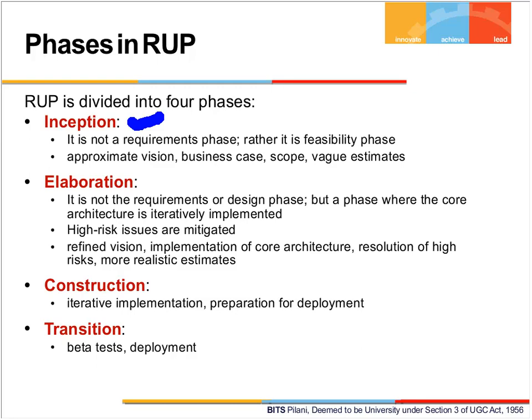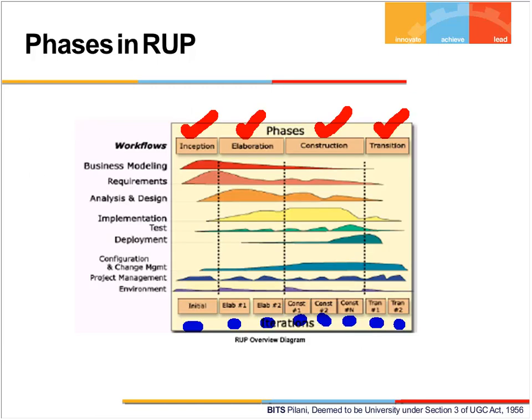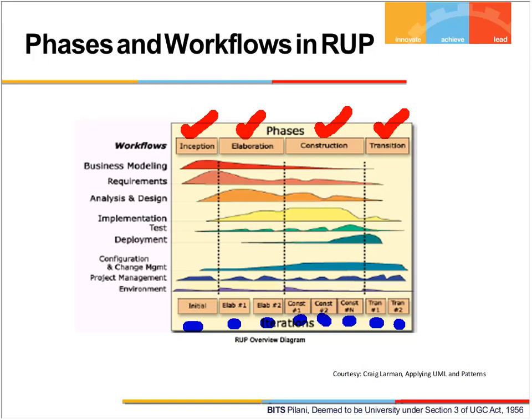And then transition has a bit of testing at the user end, right? So whatever testing is supposed to be done at the developer's end is amalgamated in the construction phase, whereas the testing which is required at the user end is put into the transition phase. So it says the transition phase is beta tests including deployment, right? I'll go back to the diagram again and explain and answer a few of your queries also, right?